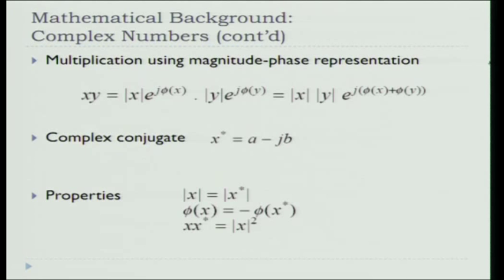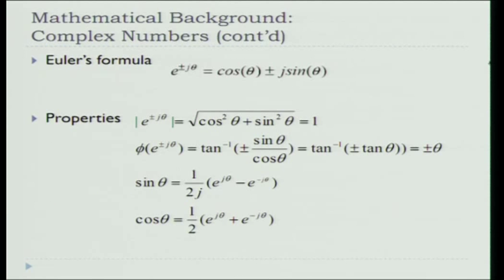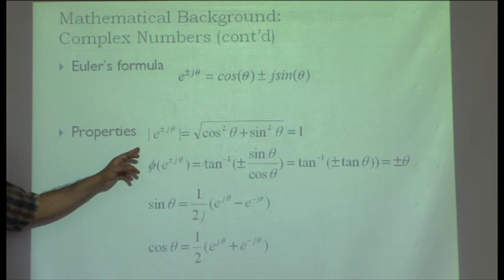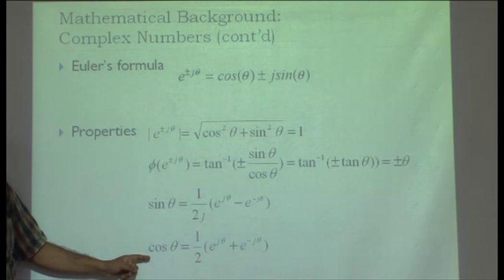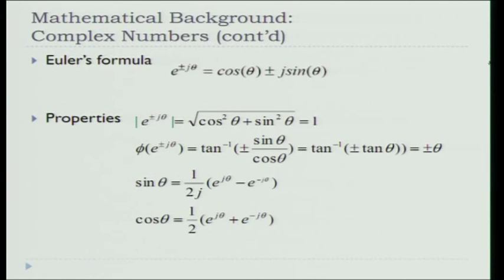And the complex conjugate x star is a minus jb. The properties are: absolute value of x equals magnitude of x star, and phi x equals minus phi x star, and x times x star is the square of the absolute value of x. This is the Euler formula: e to the power plus minus j theta equals cos theta plus minus j sin theta. These properties hold good, very simple properties.